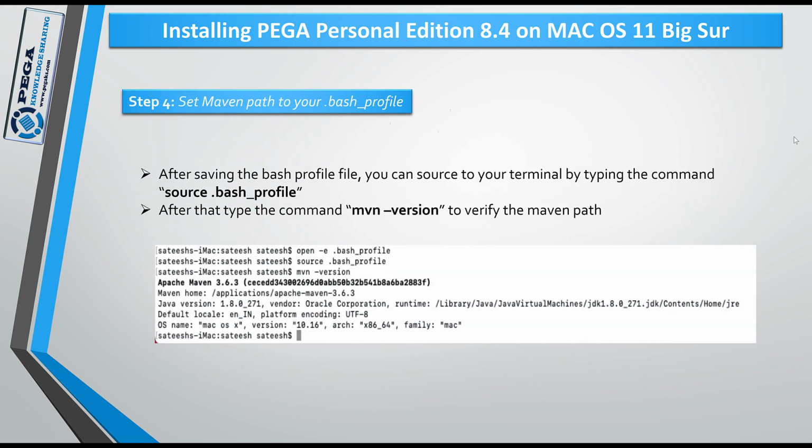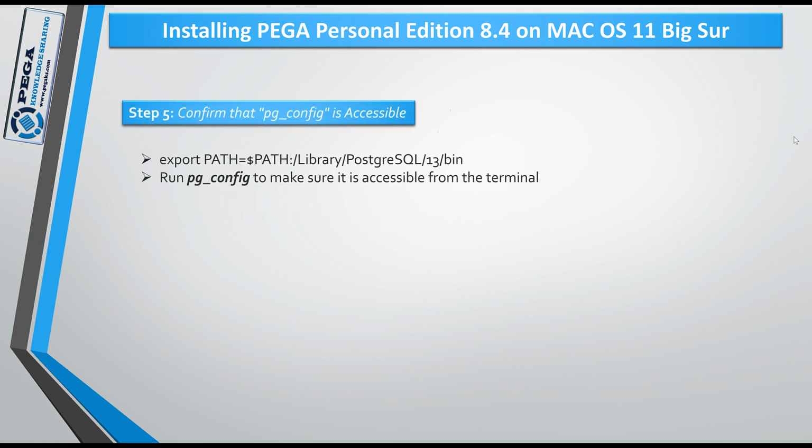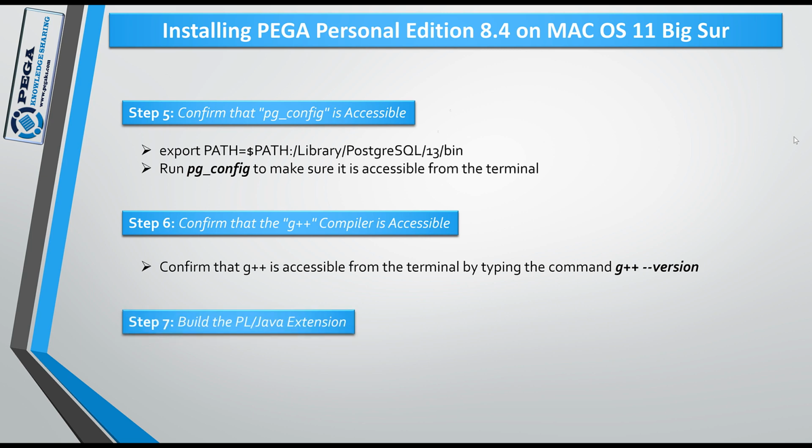After saving the bash profile, you can source to your terminal by typing the command source .bash_profile. After that, you can type command mvn -version to verify the Maven path. Step number 5. On your terminal, export the path to your PostgreSQL bin directory. Run pg_config command to make sure it is accessible from the terminal.